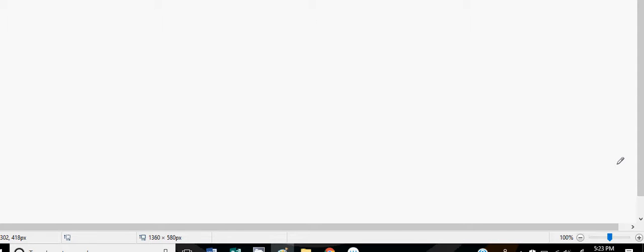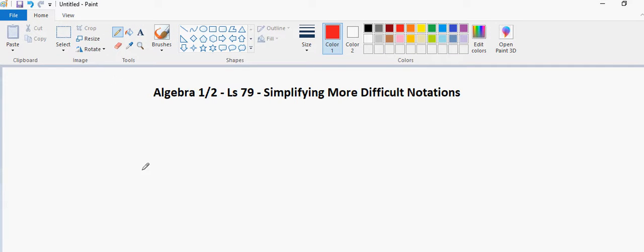Hey there, Algebra Hap. Lesson 79 says we're going to simplify notations that are just a bit more difficult than what we've been doing in the past. A couple things to introduce this for us.